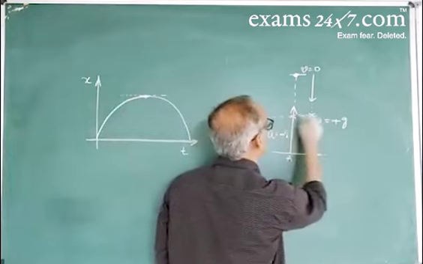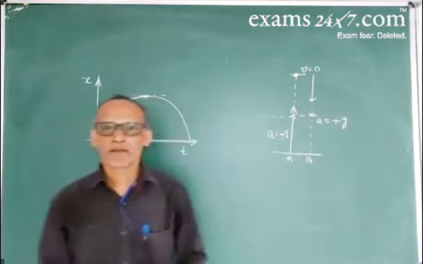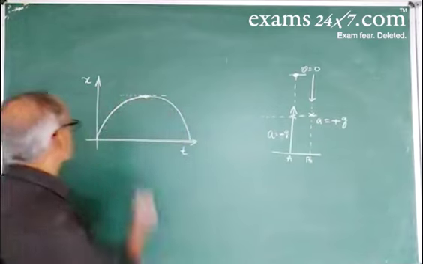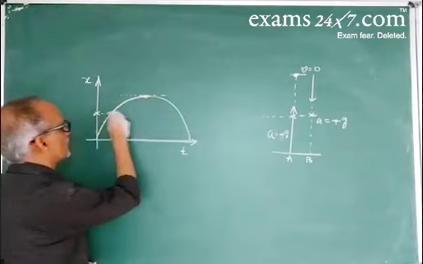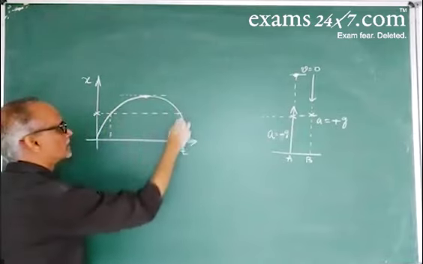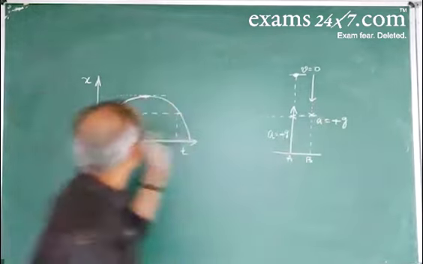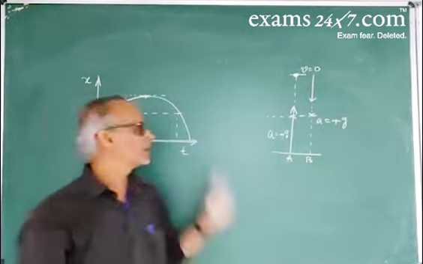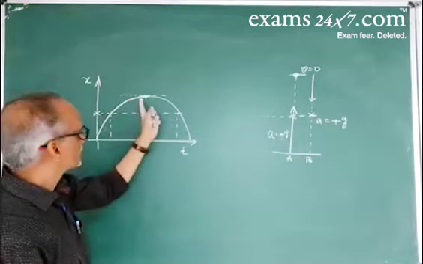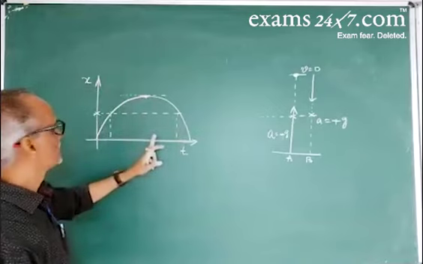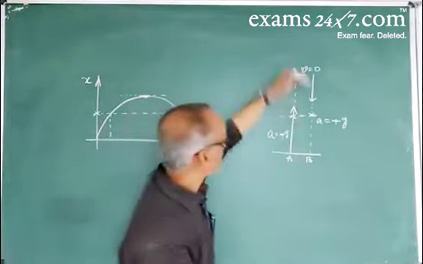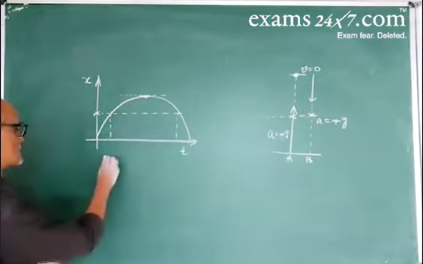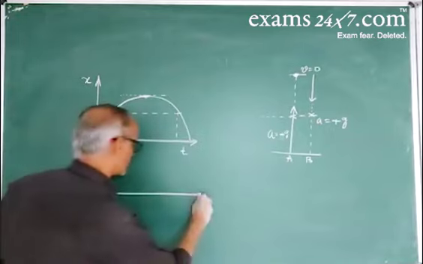Not only that, while moving upward and then downward, the particle crosses the same position twice. So that's what we notice here. While traveling upward and downward, it crosses the same position twice. So that is the reason why the graph of xt for a body which is thrown upward and then falls back is a complete parabola like this.